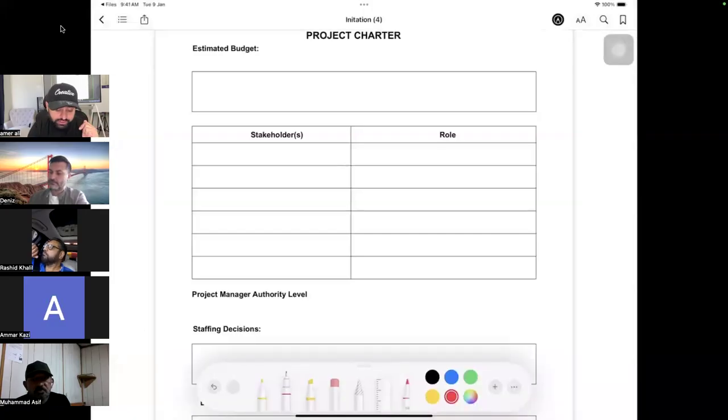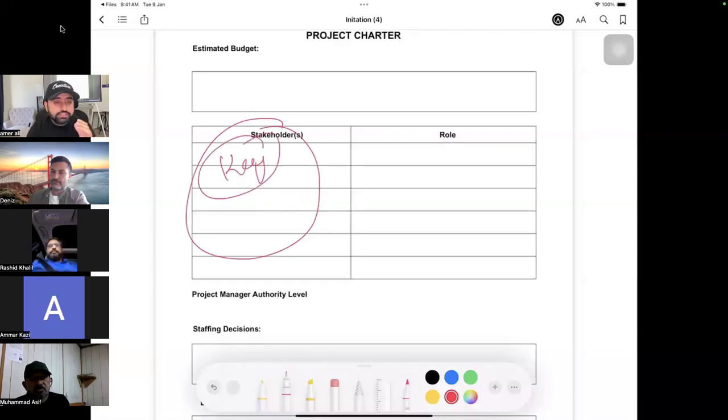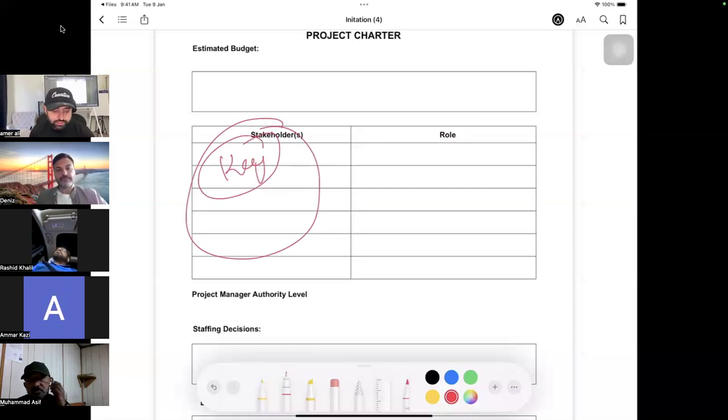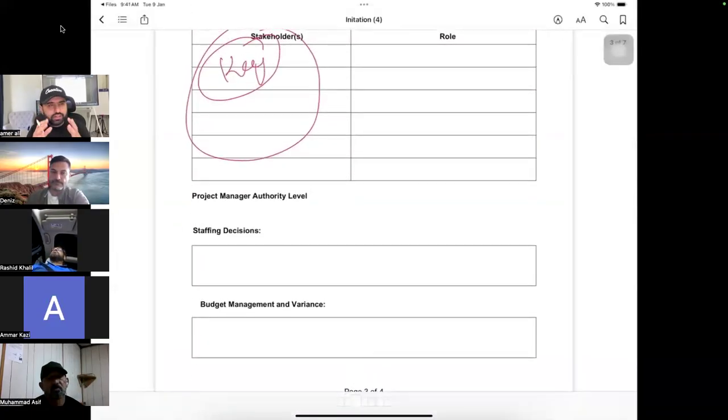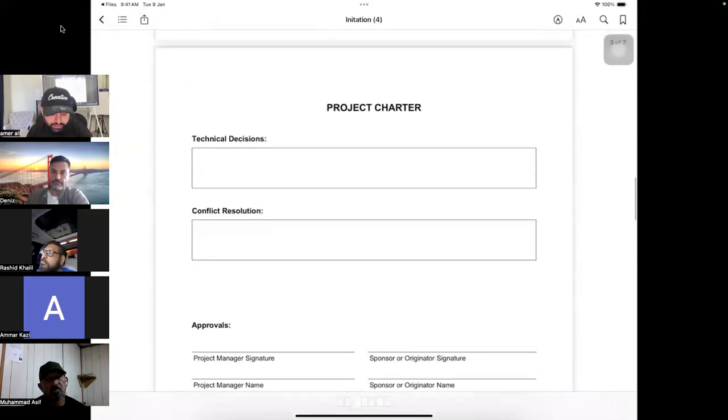This is an interesting thing here. Key stakeholders are already identified and mentioned here in the project charter, which means we should discuss with the stakeholders about their roles and responsibilities. Okay, then who has the authority? This will actually tell you which organization you are working in, for example a functional organization, right?